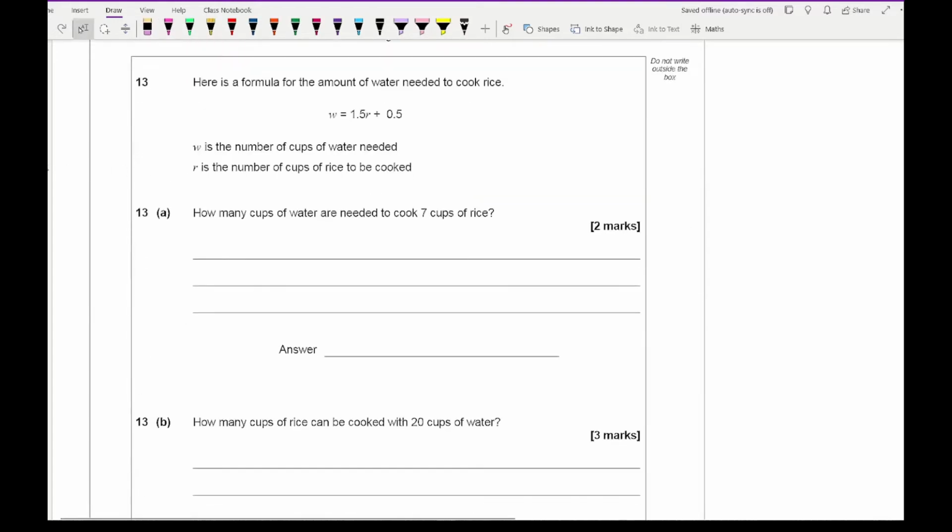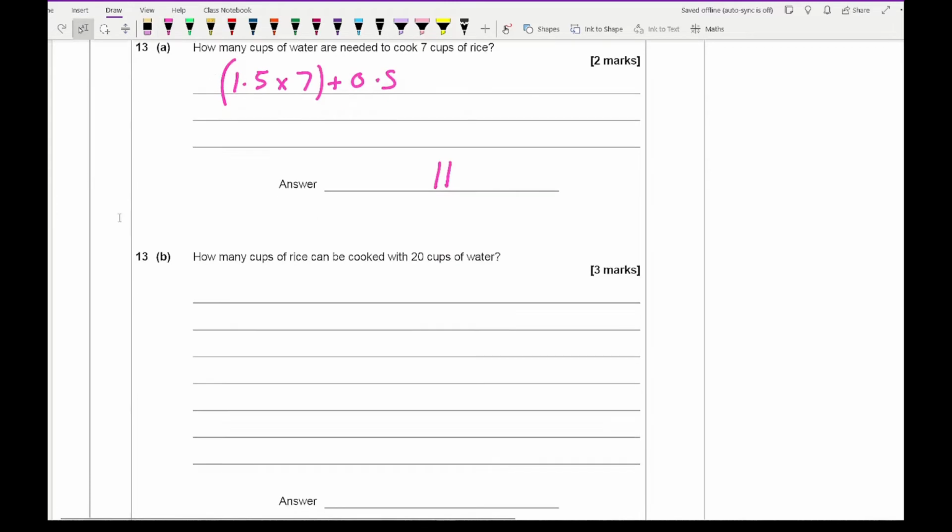Then question 13, it says, here is a formula for the amount of water needed to cook rice. W is the number of cups of water needed, and R is the number of cups of rice to be cooked. How many cups of water needed to make 7 cups of rice? So for this, I just need to do 1.5 times 7 plus 0.5. Now, if I do that on my calculator, I should end up with an answer of 11.